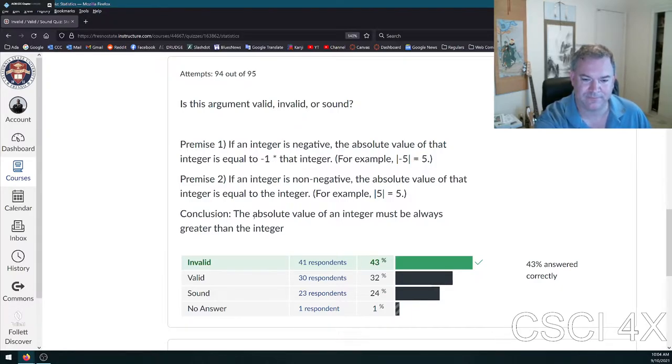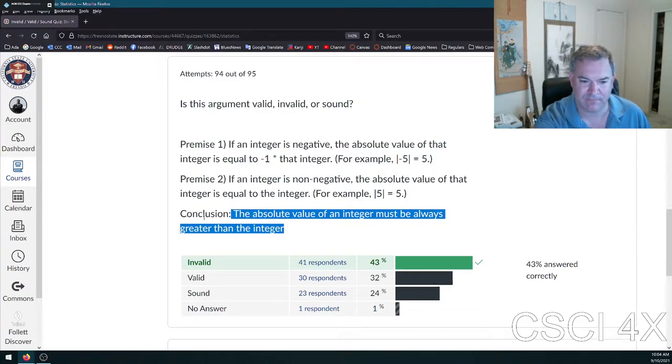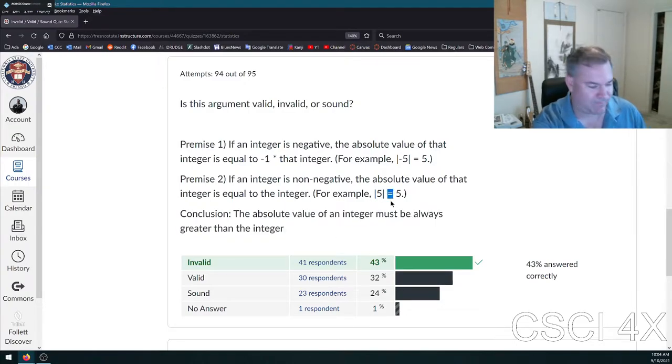Right? So greater than is not the same thing as equal. The conclusion doesn't follow from the premises. The absolute value is sometimes greater, but sometimes it's equal. It's either going to be one or the other. So you can't say it will always be greater. Okay? So that's invalid. The logic does not follow.